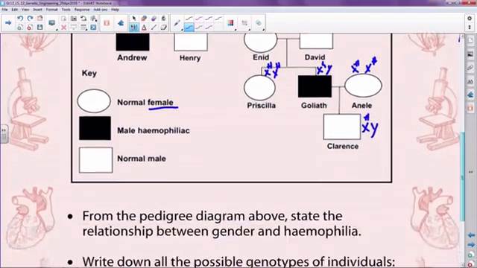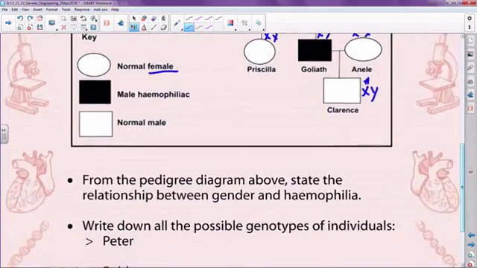Okay, and then you just need to answer the question from the pedigree diagram. State the relationship between gender and hemophilia. Okay, most of the time, or all on this part, only the males are hemophiliacs.